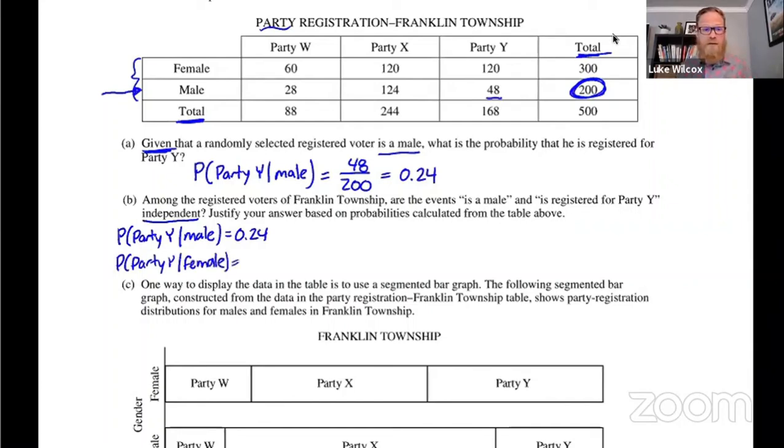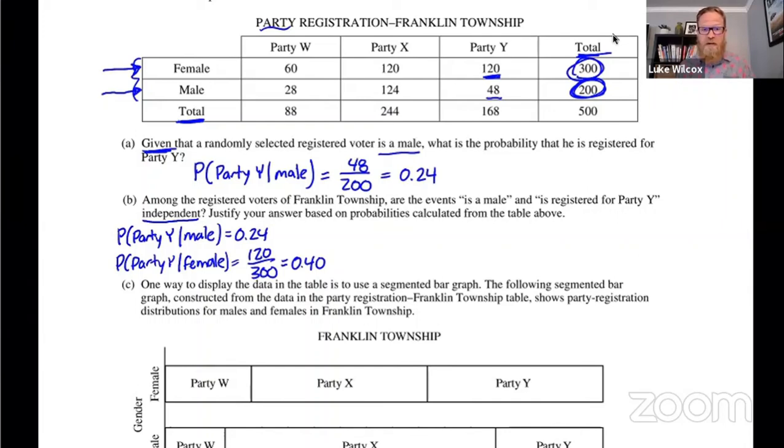This is just another conditional probability, but this time the condition is that they are a female. And so now my total is going to be out of 300. And of those 300 females, I can see that 120 are in party Y. So that's 120 out of 300, which is going to give me 0.40. Now, very clearly, I can see here that if I know that the person is a female, the chance that they are in party Y is increased quite a bit. It goes from 24% all the way up to 40%.